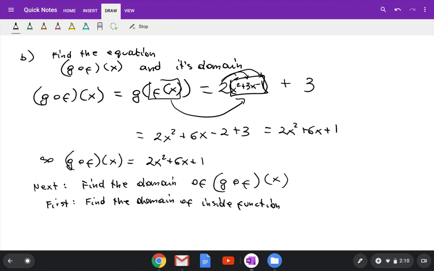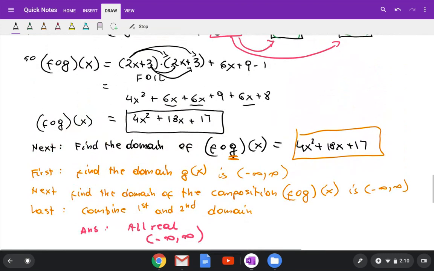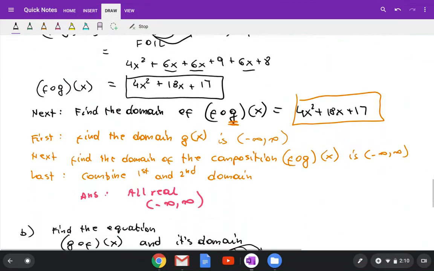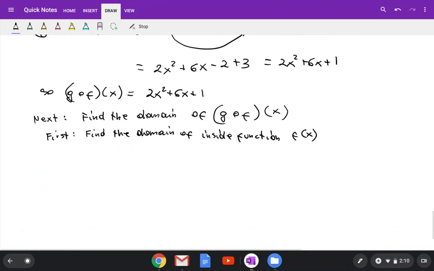So in this case, inside, it's f. So function f is a quadratic function, and the domain of quadratic functions is always all real. So the domain of f of x is all real, from negative infinity to positive infinity.